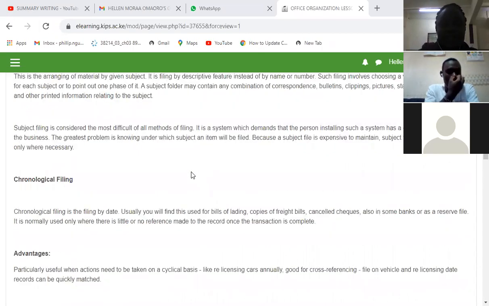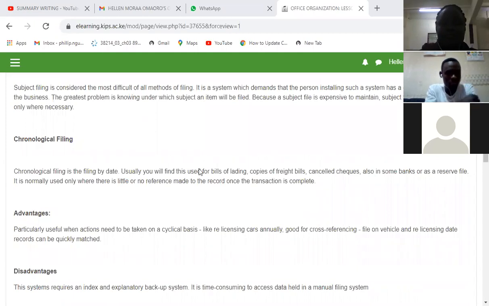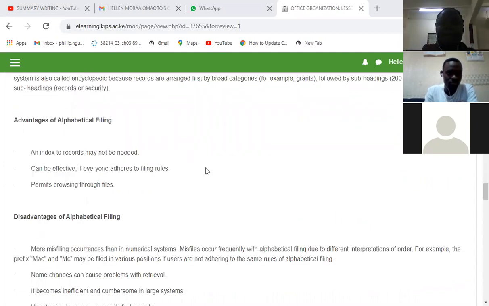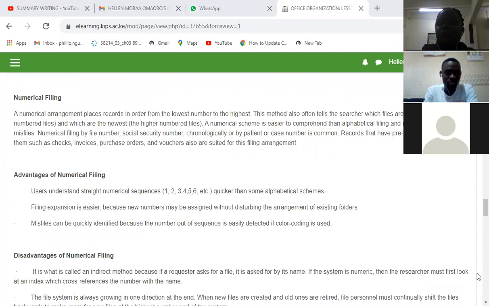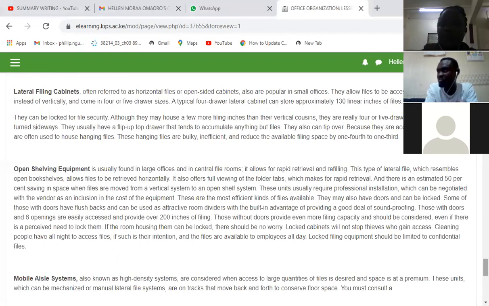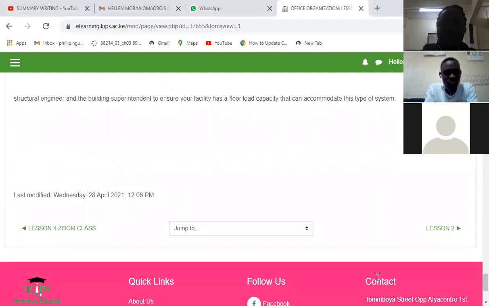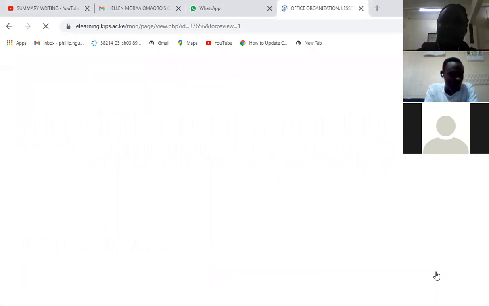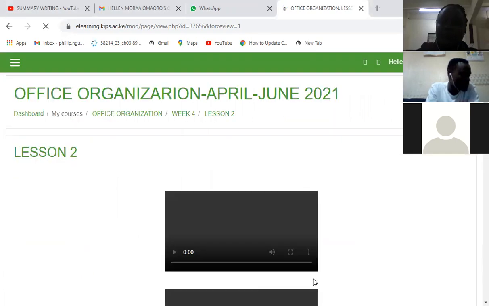So do you have a question on the systems? No, we are good. Okay. Because of time, I want us to move to another topic. Before we move to the next topic, which is reprography, which question do you have in filing as a topic? Remember, after filing, you are supposed to store the documents. How do you store the documents? Which systems of storage do you use?